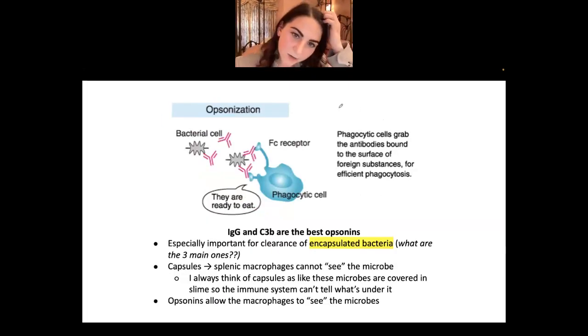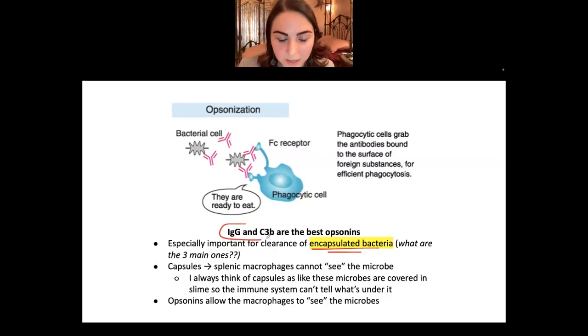So opsonization, like we said, IgG and C3b are the best opsonins. So this is really, really important for clearance of your encapsulated bacteria. You all better know the three main encapsulated bacteria that you absolutely need opsonization in order to get rid of. You can say it to yourselves if you want, but you can also type it to me.